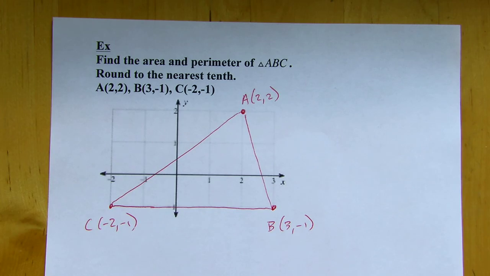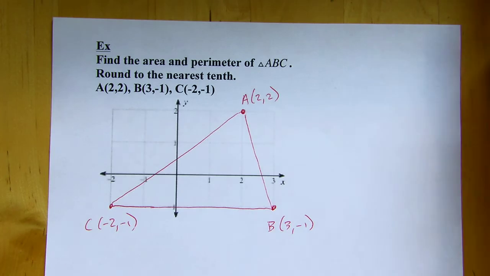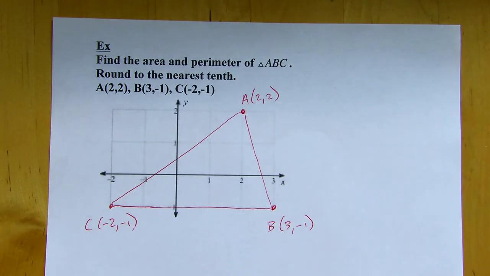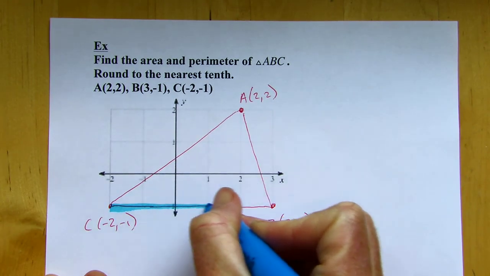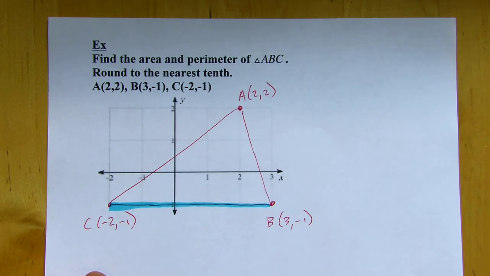Okay, so finding the area and perimeter. So in this particular problem, I actually think the area is easier. I'm going to start with the area, okay? So usually if I have either a horizontal line or a vertical one, I'm going to use that to my advantage, okay? And I've got a horizontal line right here. The bottom of this triangle is horizontal, which makes it really easy to find the length of that line segment. Now I could use the distance formula, but if it's a horizontal line, I can also just count the spaces.